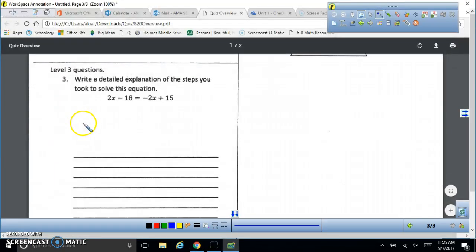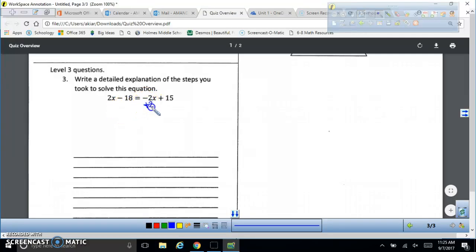It asks you to write a detailed explanation of the steps you took. If you didn't take steps, you can't explain them yet. So let's go through and take our steps. We're going to combine our like terms, no parentheses. Now we're going to go into combining our like terms. Okay. I like to work with my variable first, and I like to keep it positive.